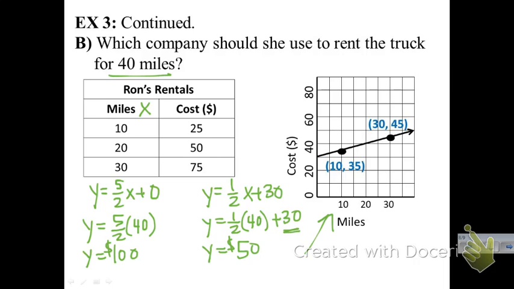And then we also talked about some things why you might want to choose it. It has a much smaller rate, so even over time it's going to cost less, or even over a lot more miles it's going to cost less.